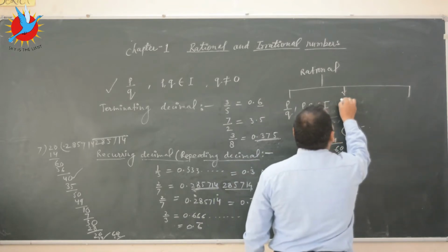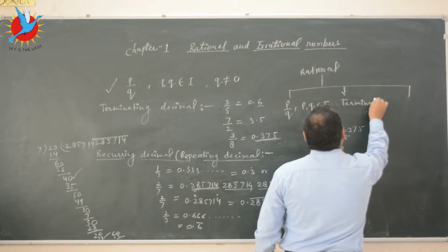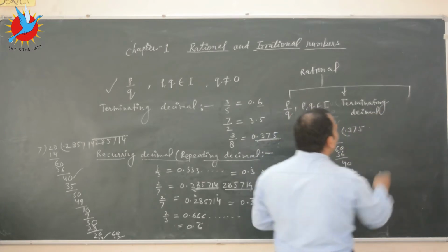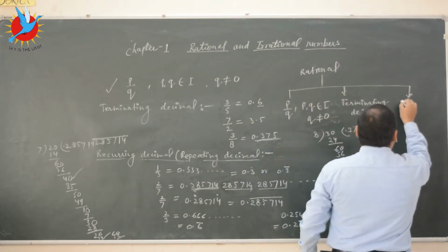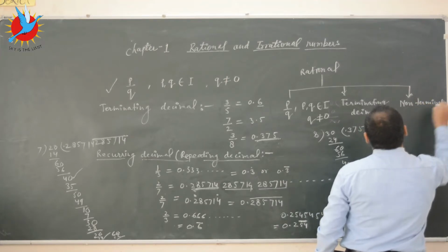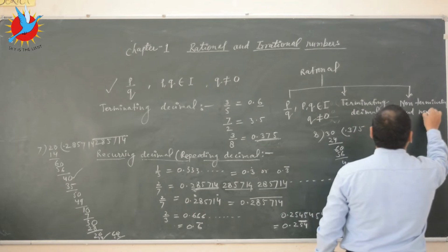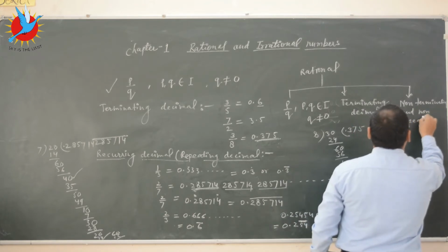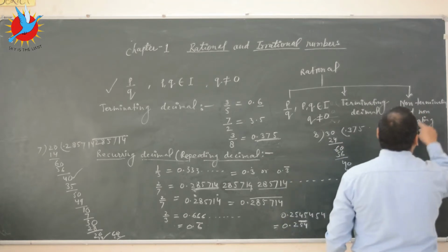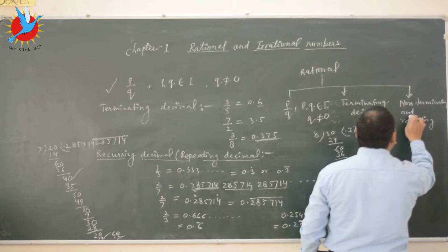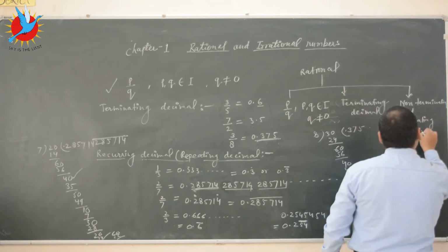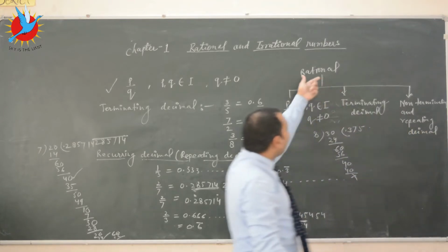Second, all the terminating decimals are rational numbers, and all the non-terminating but repeating decimals, repeating means recurring, are called rational numbers.